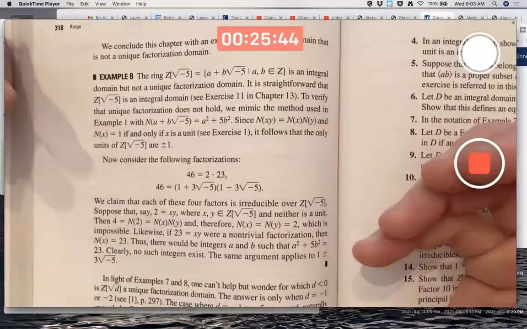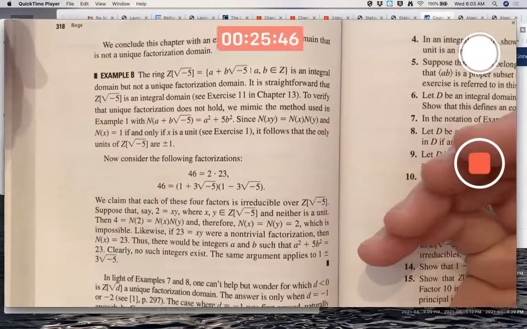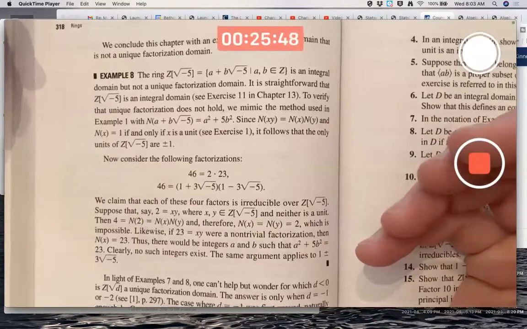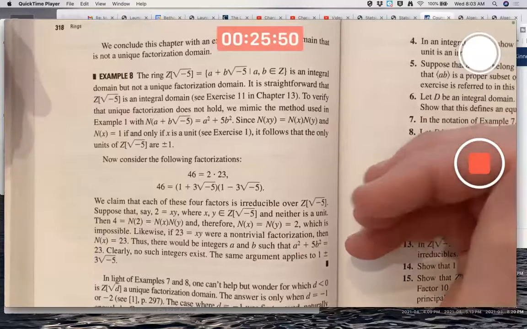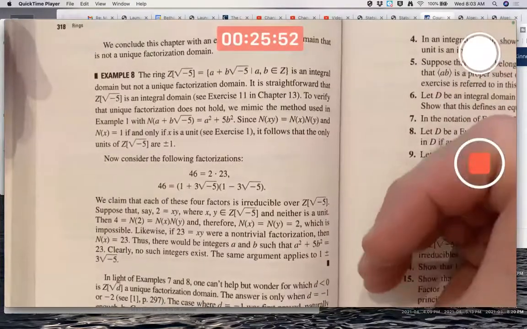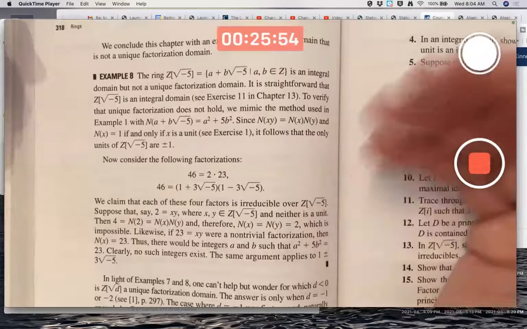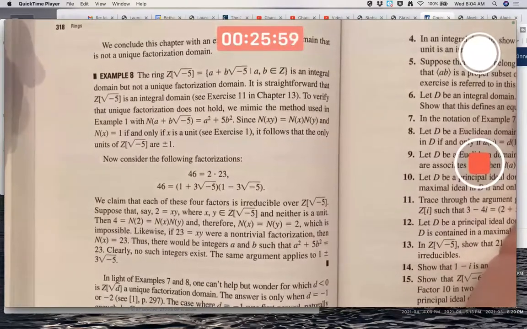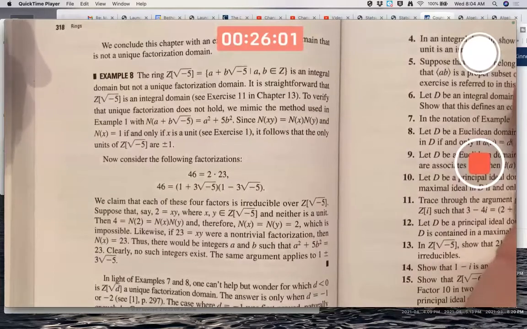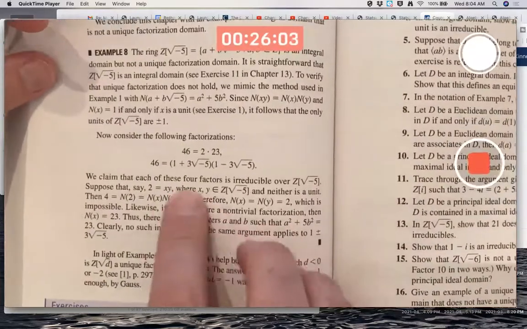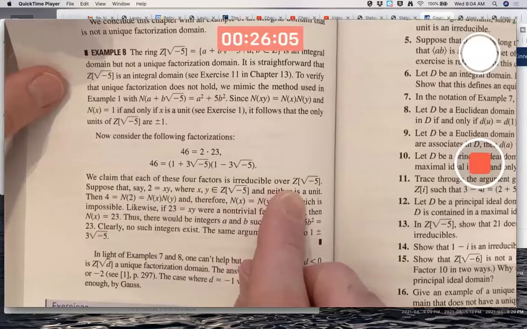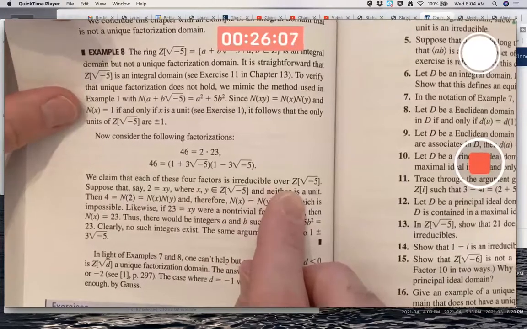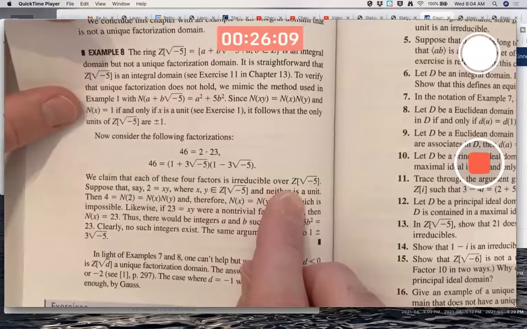How'd they come up with this example? I don't know, some experimentation, okay? Of course, the author does things like this where he kind of pulls things out of a hat. But once it's pulled out of the hat, we can try to understand it at least. We claim they're all irreducible. He doesn't prove all of them are irreducible.